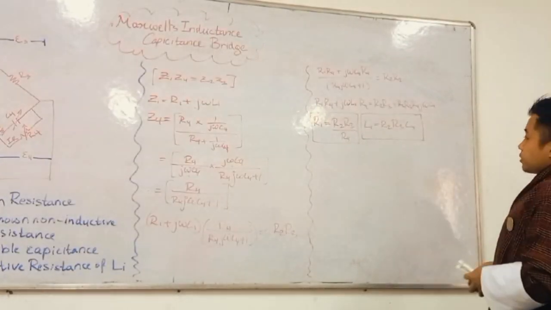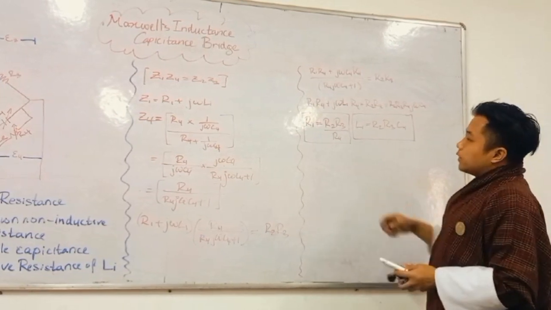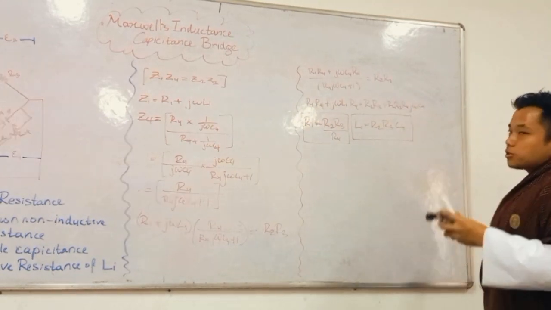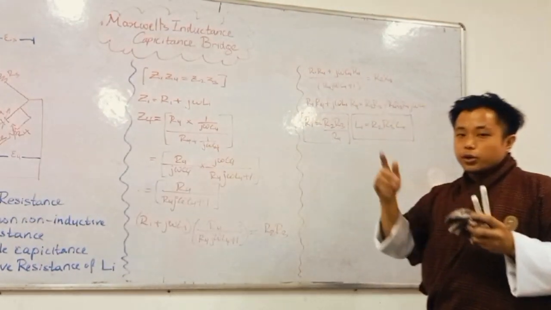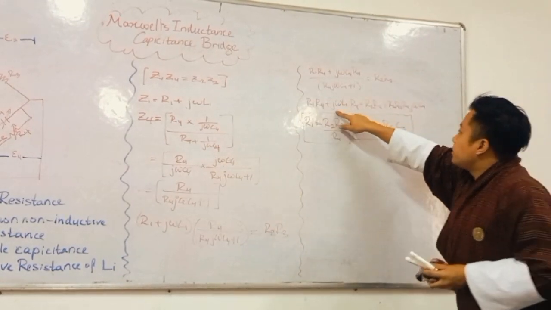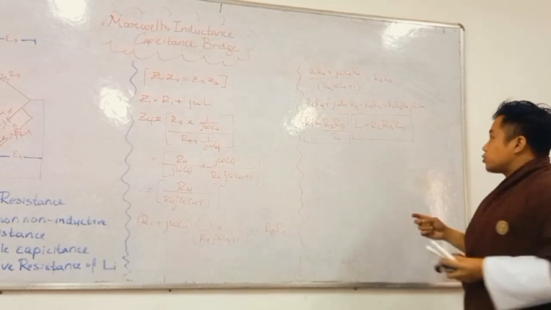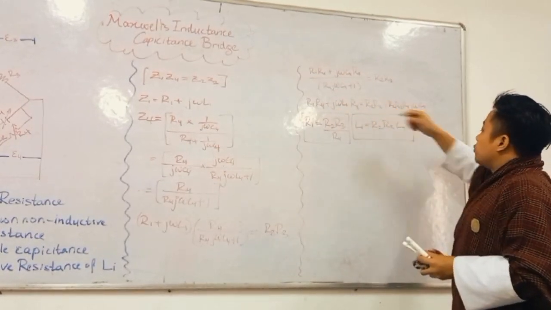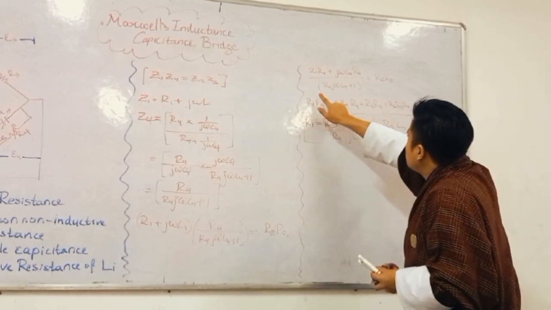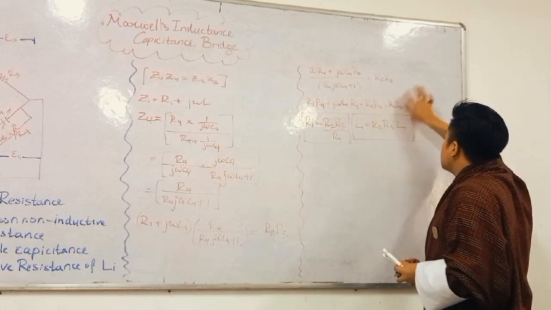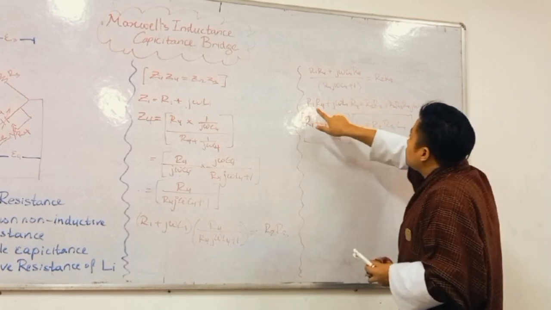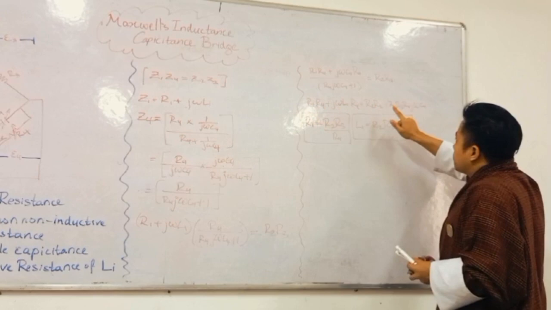Now, like I said before, we have to get the values of the unknown resistance R1 and inductance L1. So we have to separate the imaginary part and the real part of this equation right here. Everything that includes j omega is the imaginary part. Now, as you can see, R1 and R4 are free of j omega, so this is the real part, and R2 and R3 is the real part of this side of the equation. So equating these two, what we have left is R1 times R4 equals R2 times R3.